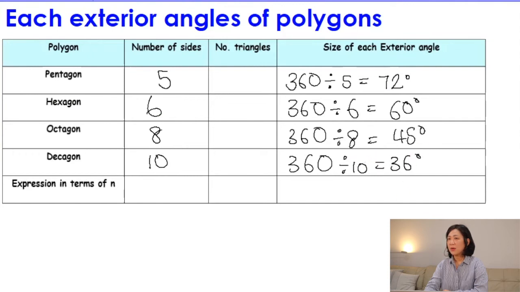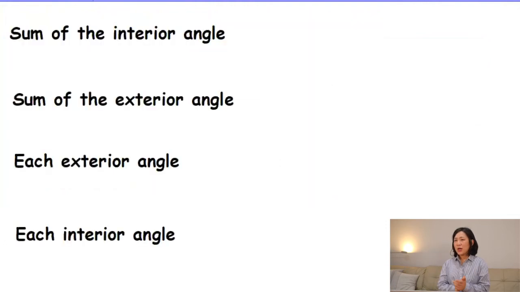Now let's come up with our formula. For an N-sided shape, the sum of the exterior angles is 360, then divided by N is the formula for each exterior angle. So now let's summarize what we learned so far. Pause the video and try to think of the formulas for each question.